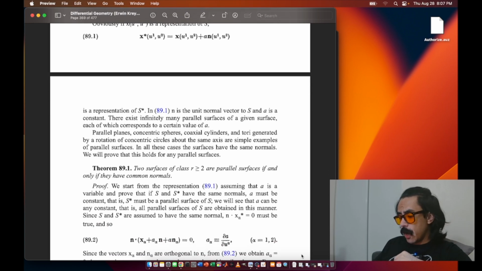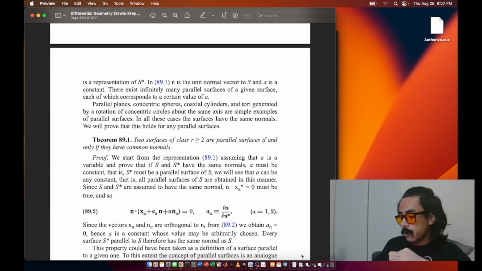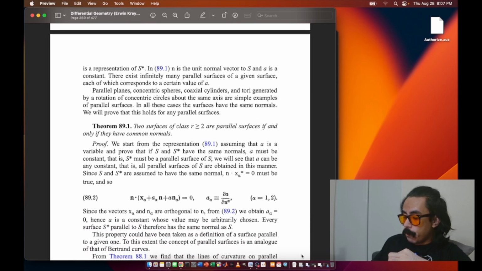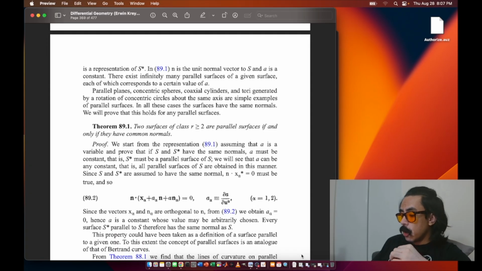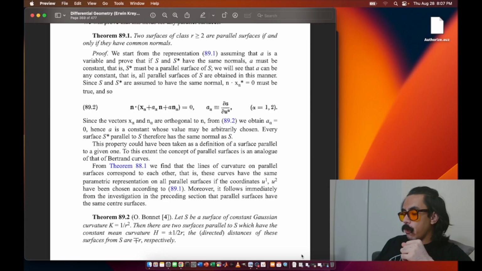In the expression I just read, the vector n is the unit normal vector to S, and lowercase a is a constant. There exist infinitely many parallel surfaces of a given surface, each of which corresponds to a certain value of a. Parallel planes, concentric spheres, coaxial cylinders, and tori generated by a rotation of concentric circles about the same axis are simple examples of parallel surfaces. In all these cases, the surfaces have the same normals. We will prove that this holds for any parallel surfaces. Theorem 89.1. Two surfaces of class r greater than or equal to 2 are parallel surfaces if and only if they have common normals.